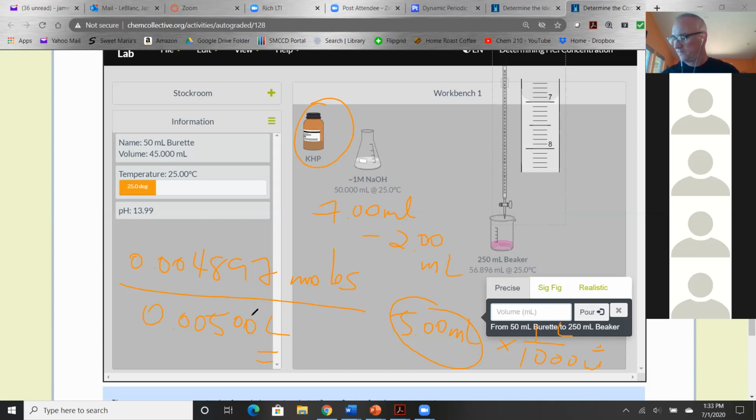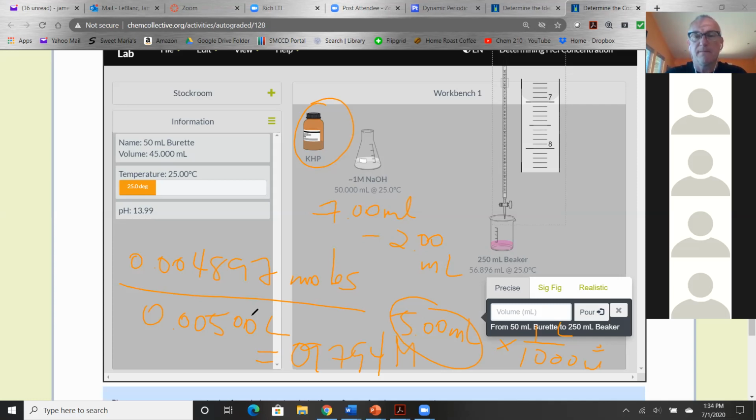So you divide the two numbers to get the molarity. So what's my molarity? 0.9794. So M, capital M. How many significant digits can I use? 3. Yeah, 3. Because basically I'm stuck with 3 significant digits in my volume. So what's my final answer?